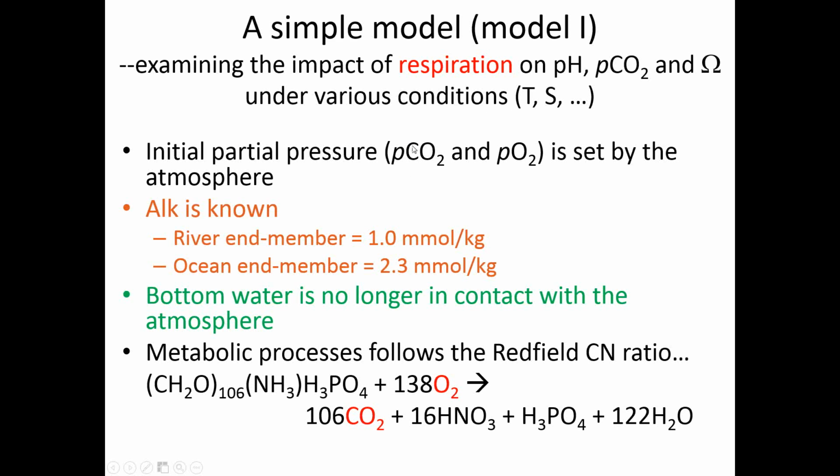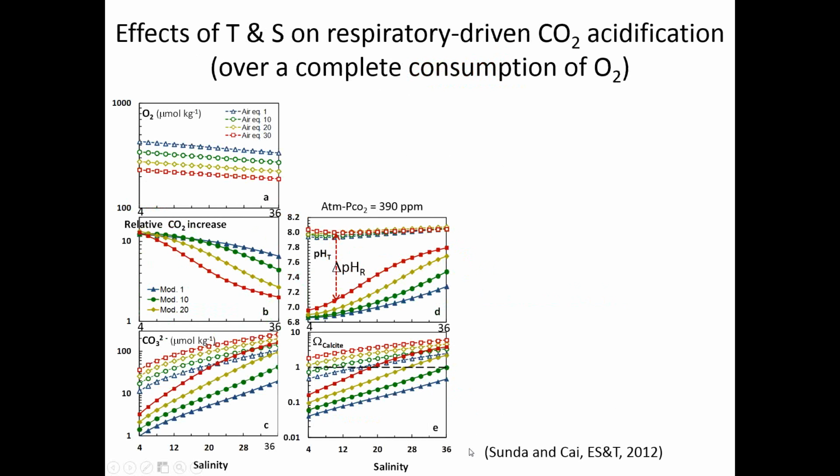This initial partial pressure of CO2 is set by the atmosphere because in my early study in the Gulf of Mexico, salinity is over 30, so it doesn't really matter, and PCO2 there is pretty low. But in many estuaries PCO2 is very high, so that could be a question here. So we will talk about a modification of that. This is done by Bill Sander, with a little bit of contribution from myself.